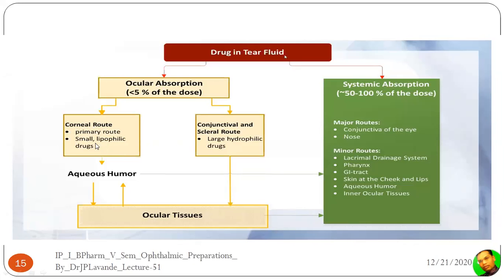The corneal route permits the lipophilic drugs of small molecular weight to get absorbed, whereas the conjunctival route is for large hydrophilic drugs. In the case of the corneal route, there is the aqueous humor, then the aqueous tissue, where the drug goes through the conjunctival and the corneal route, right?